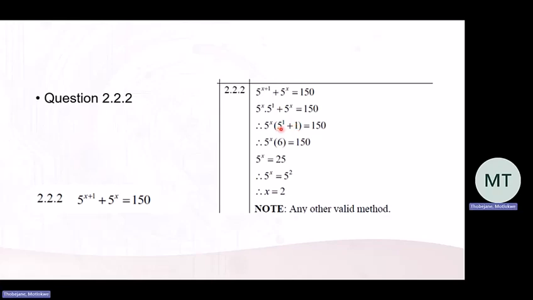Therefore, 5 to the power of 1 is what? It is 5 plus 1, the number is 6. Therefore, we are saying 150 divided by 6 is equal to what? 25. But 25 is equivalent to 5 to the power of 2. Therefore, because the bases are the same, 5 and 5, x is equal to 2.